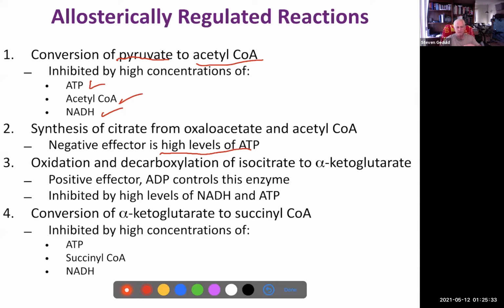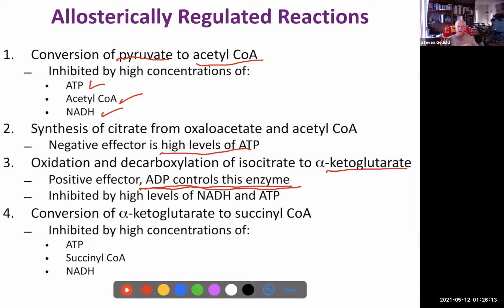Third step, oxidation and decarboxylation of isocitrate to alpha ketoglutarate, okay? Forming a ketone from an alcohol. Okay, you're going to stop that step from occurring. It's a positive effector. ADP controls it, okay? So this is a positive effector now. The other ones are negative effectors to shut it down. This is still going to shut it down, but from a positive control. So when ADP is high, it's inhibited by high levels of ATP. It's a positive effector from ADP, what controls this enzyme.